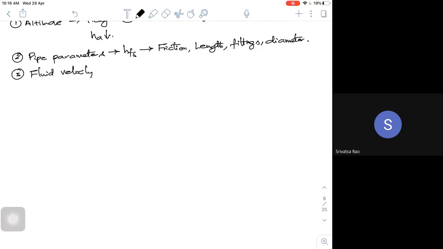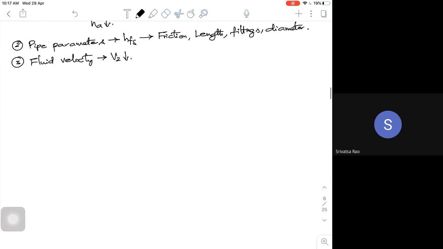The fluid velocity should be as much as possible. This is your V2, or the velocity with which the fluid enters. This should be as much as possible, but it can't be very high. There should be some velocity, but this should be minimum. Okay.